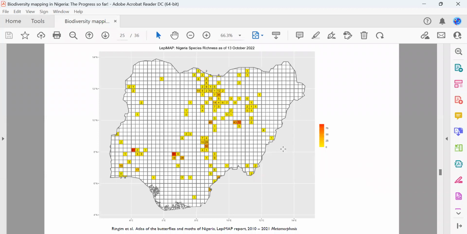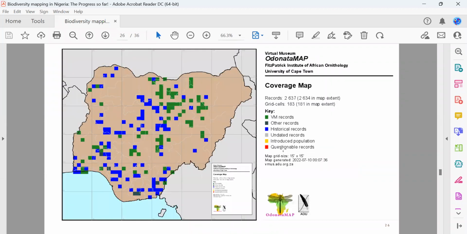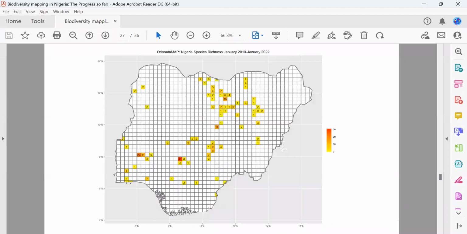And another interesting project is the OdonataMAP, the distribution map for dragonflies and damselflies. And this is the coverage map for the project. The blue squares or grid cells are historical records, that is before the project was started in 2010. So there were photographic records that were uploaded on the Virtual Museum, specifically on OdonataMAP. So the green are the Virtual Museum records from when the project started in 2010 onwards. And this is the species richness map for the project.